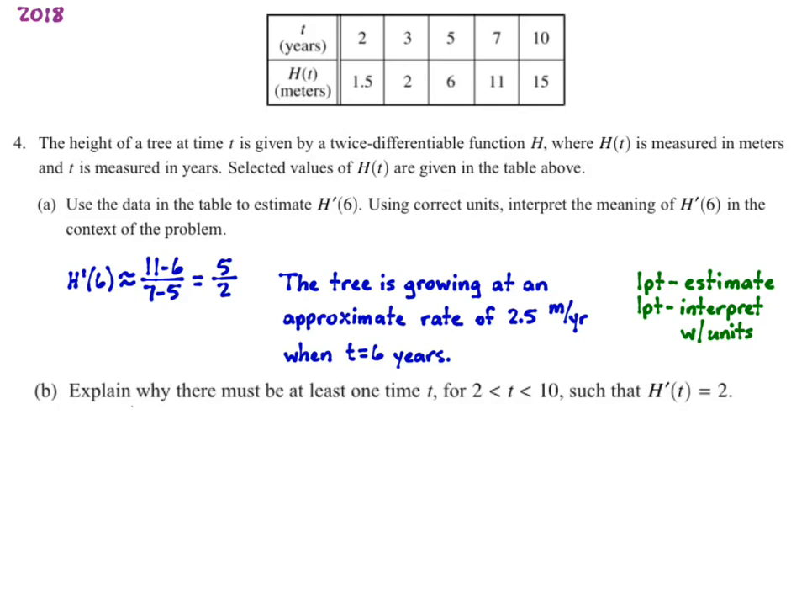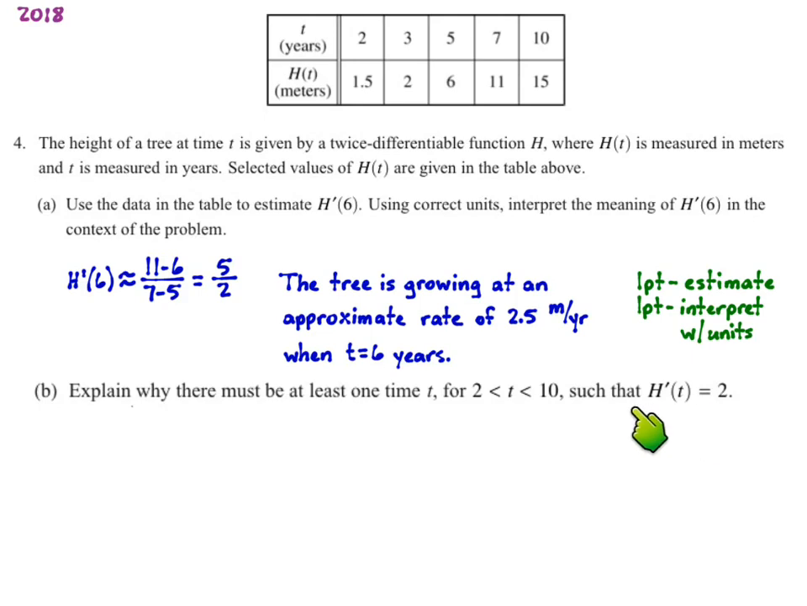For part B, it says, explain why there must be at least one time between 2 and 10 such that h prime of t equals 2. Now, this problem is just as straightforward as any other problem that asks this type of question, but there is just a little bit of a twist to it. It says there must be a time t. So we're thinking intermediate, mean, or extreme value theorem. And because it's asking about h prime and we're given h, we're going to be talking about the mean value theorem.